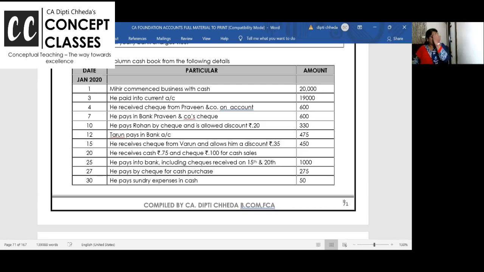Single column, just receive the cash, payment cash, over. Okay? Double column, then make a discount column also. And triple column is now what we are doing, cash, bank, discount, all we will do. See, bank may have a credit balance as overdraft, but the cash account will always have a debit balance, right or not? Sure. Let us prepare this triple column cash book now.